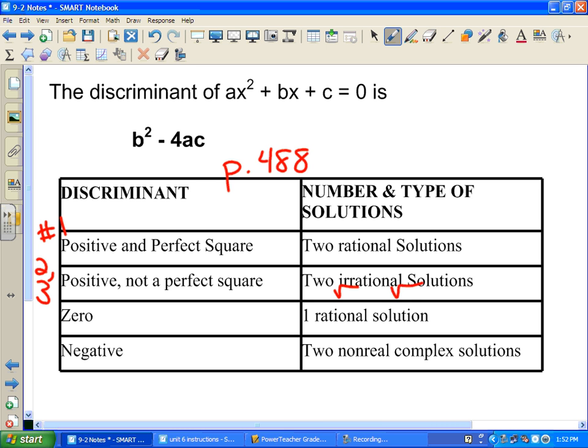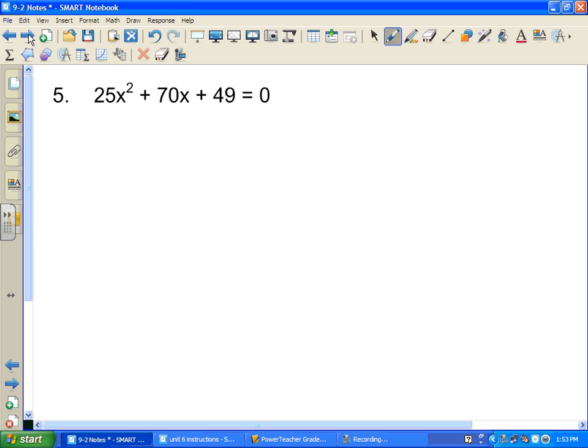The only one I didn't give you an example of is when you end up with 0 in the radical. So if there was 0 in the radical, you might have one of these in your homework. You'd be working it out and you end up like that. Well, what's the square root of 0? 0. So that part will just go away and you would just have whatever that is. So that's why it's one solution when it's 0. And then the last one, number 4, was a negative, and you end up with a complex solution, which is imaginary. So we're going to do 2 examples like this, where we just find the discriminant, and then we're going to tell what type of solutions we have.